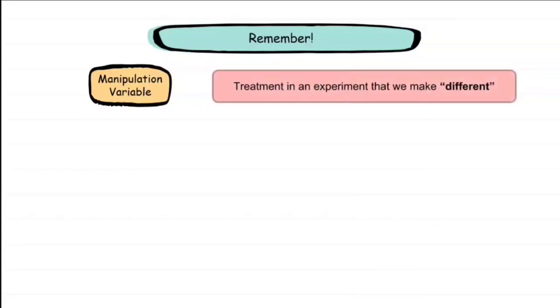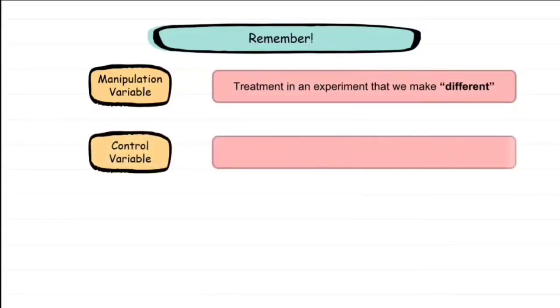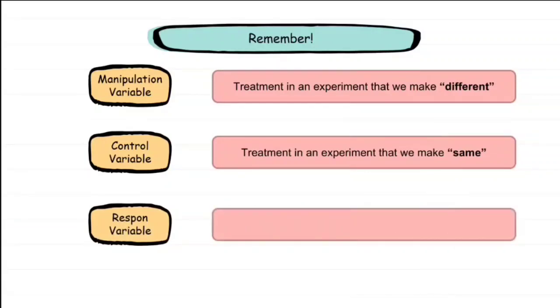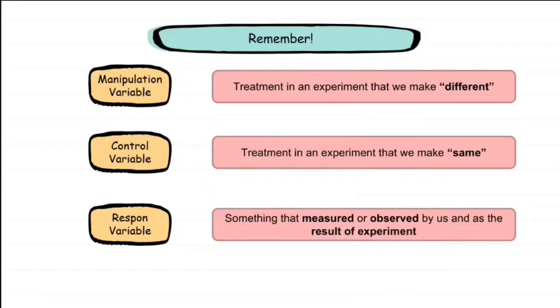Okay, remember that the manipulation variable is the treatment in an experiment that we make different. So the keyword is different. Control variable: the treatment in an experiment that we make the same. So the keyword is same. And the last, response variable: something that is measured or observed by us as the result of the experiment. Okay.